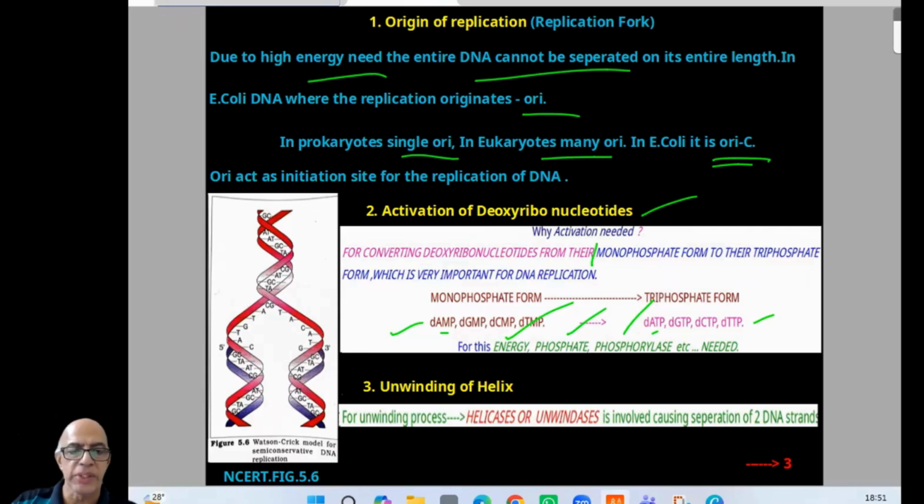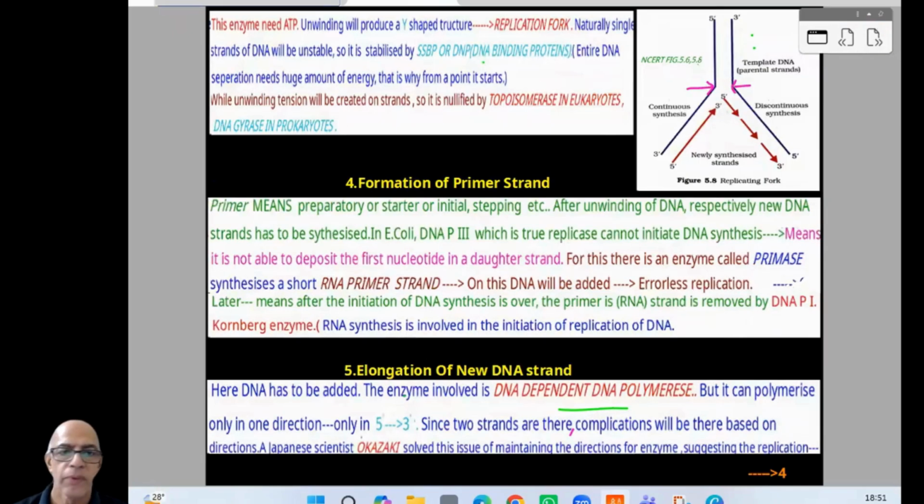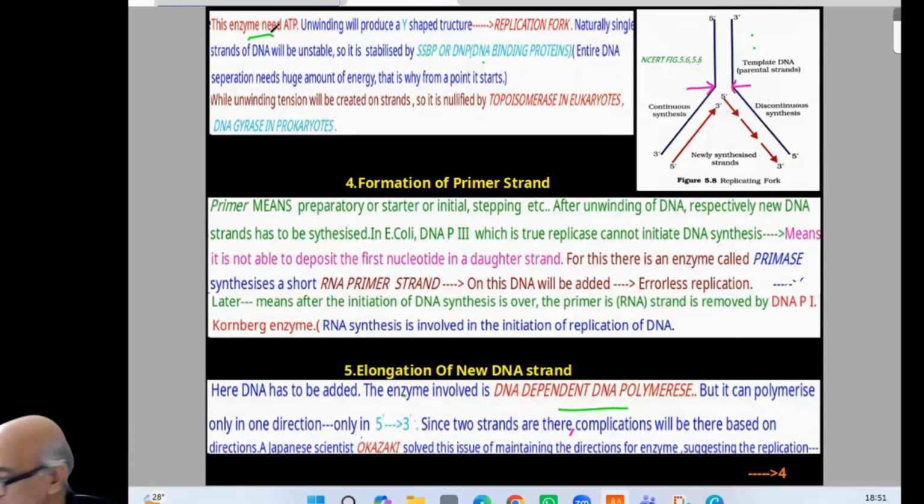Now, the third step, unwinding of the helix. For the unwinding process, a famous enzyme called helicase, often referred to as unwindase, is involved, causing separation of the 2 DNA strands. I think the page is clear, so we can proceed to the third page. See, this enzyme needs ATP. Unwinding will produce a Y-shaped structure. Here you can find a Y-shaped structure.